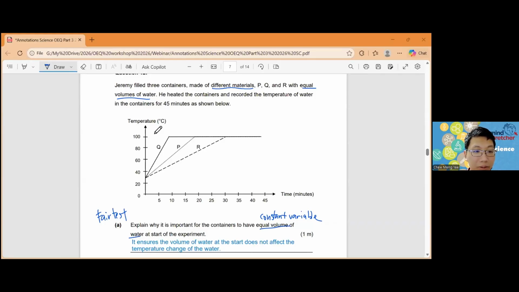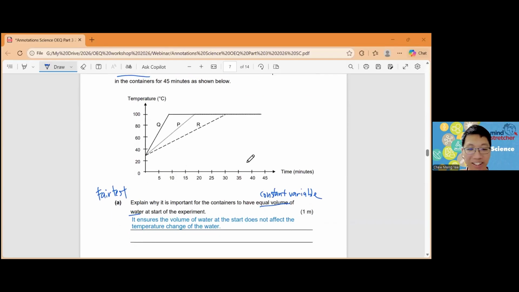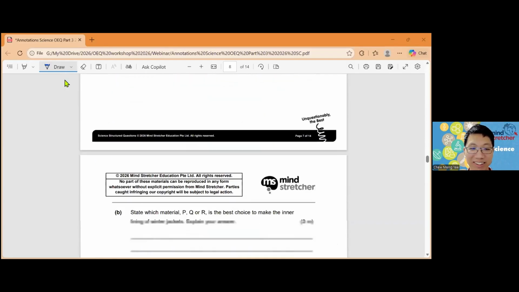Wait a minute, why do I have people giving me answers for question 13 already? Jela, why are you giving me question 13? We are still at question 12A. Okay, let me move on.